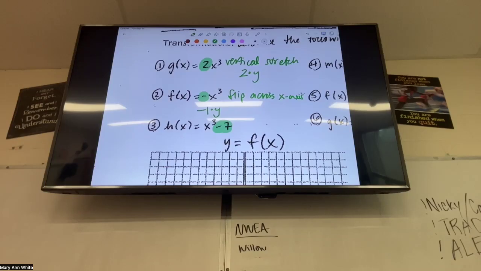Joey said if it's a whole number inside the parentheses, it's always shrinking. If it's a whole number outside, it's going to stretch it vertically. And if it's on the inside, it's horizontal. Yes. All right, what does that -7 do to my graph? Down 7. That's like y minus 7.